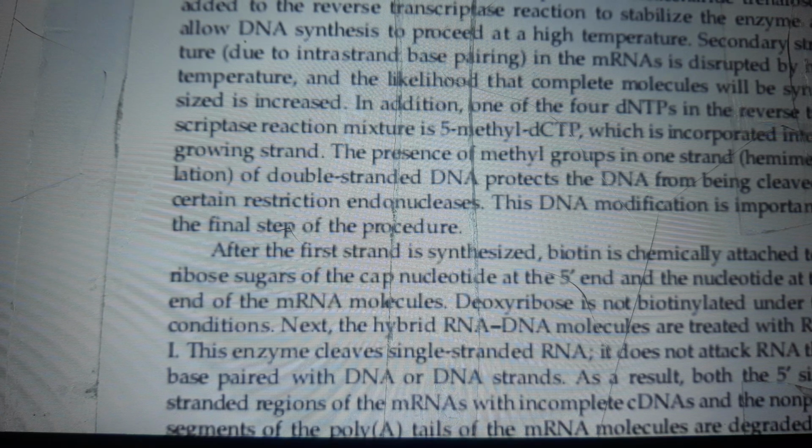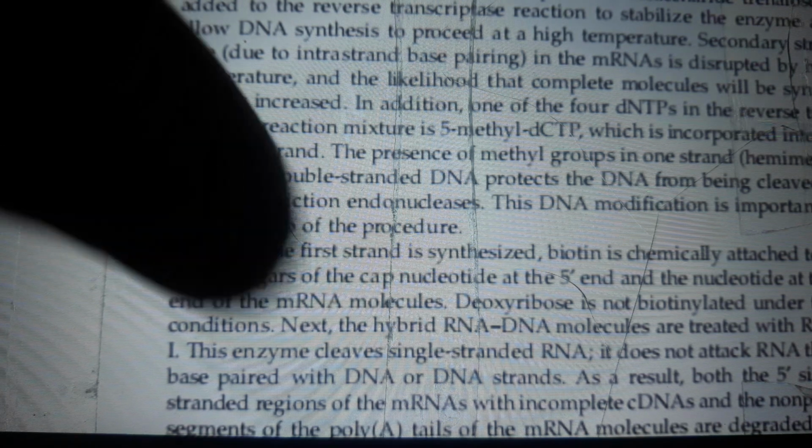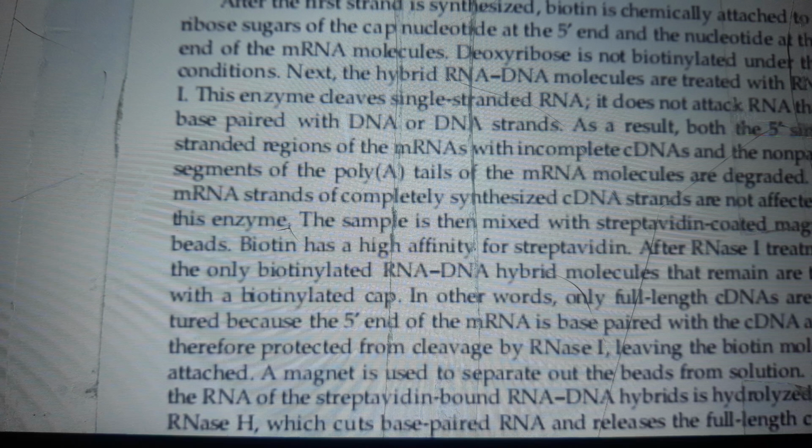In addition, one of the four dNTPs in the reverse transcriptase reaction mixture is 5-methyl-dCTP, which is incorporated into the growing strand. The presence of methyl groups in one strand, hemimethylation of double-stranded DNA, protects the DNA from being cleaved by certain restriction endonucleases. This DNA modification is important for the final step of the procedure. At first, the first strand is synthesized. Biotin is chemically attached to the ribose sugars of the cap nucleotide at the 5' end of the mRNA molecules. Deoxyribose is not biotinylated under these conditions.